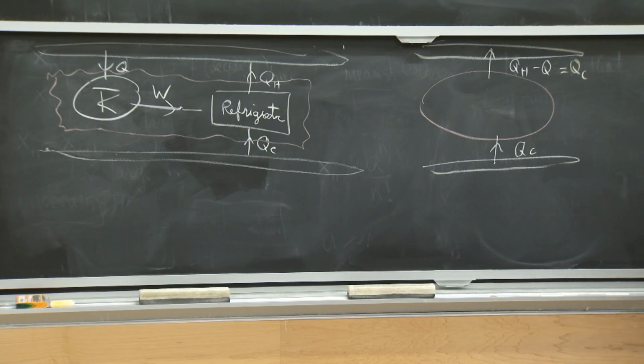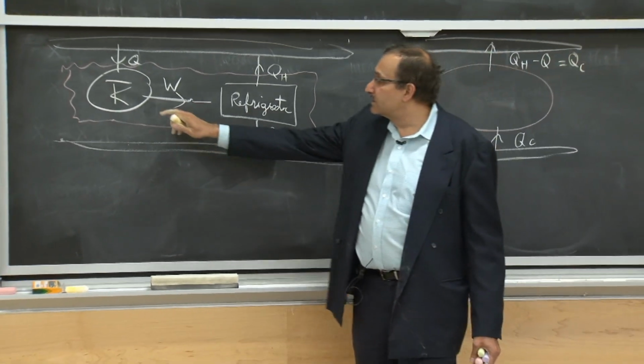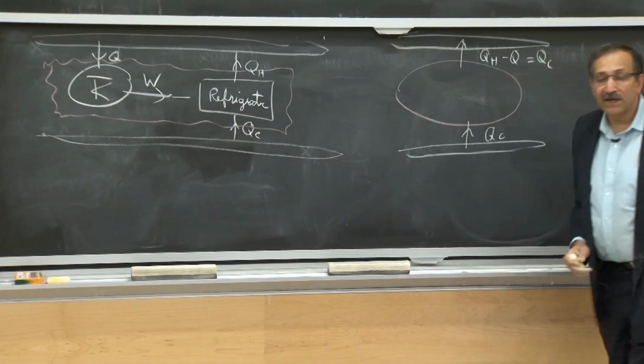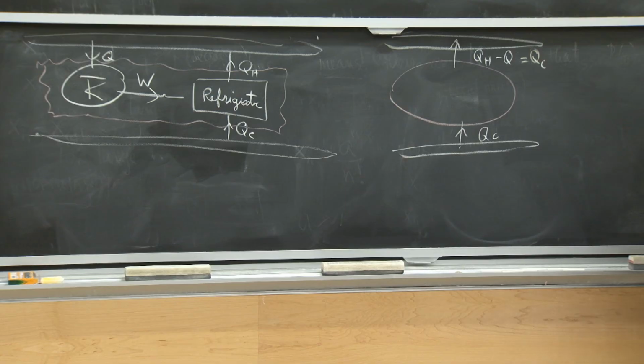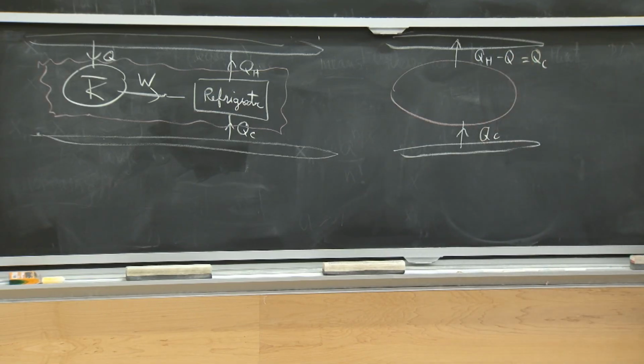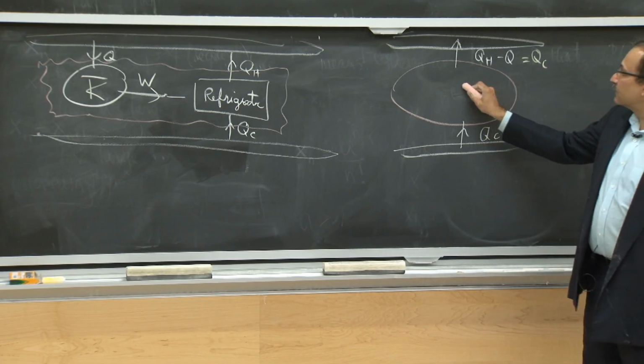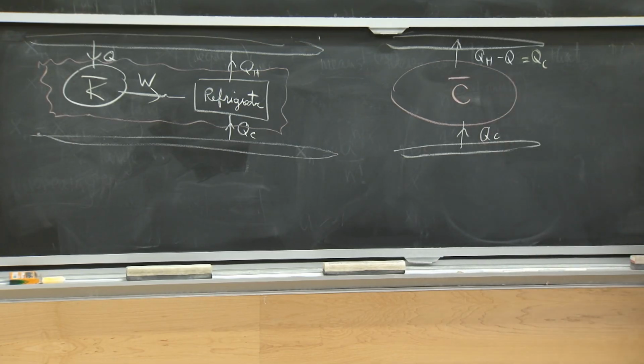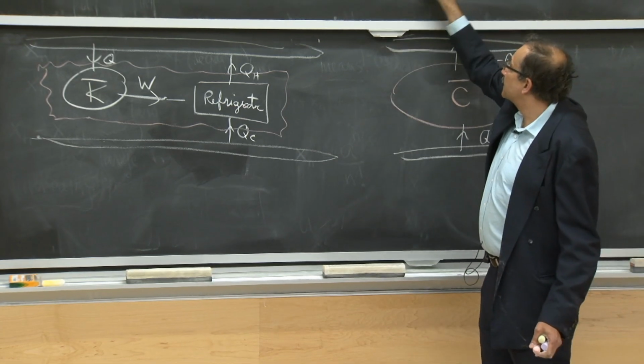So if you have a machine that violates Kelvin, you connect it to a refrigerator, and what you have is a machine that transfers heat from a colder to a hotter body and violates Clausius. So that's the first part we have established.